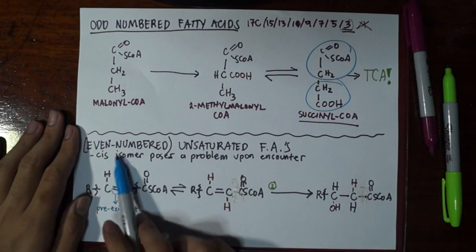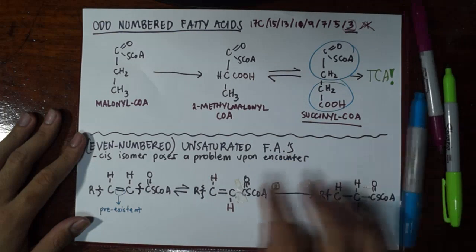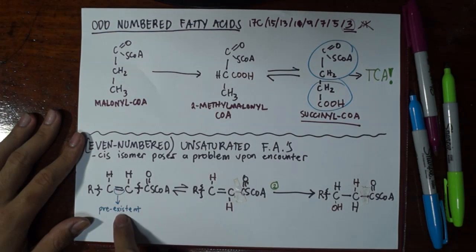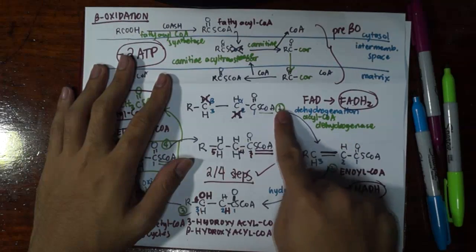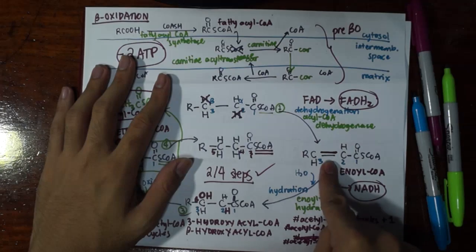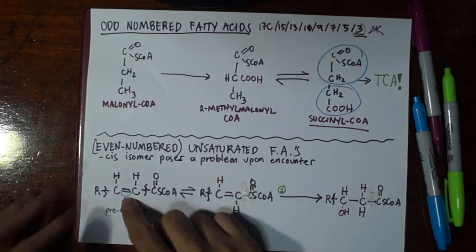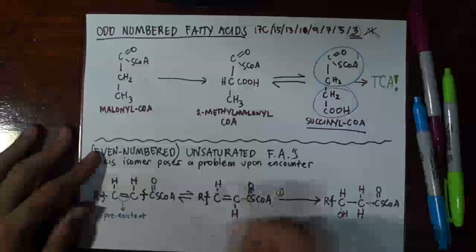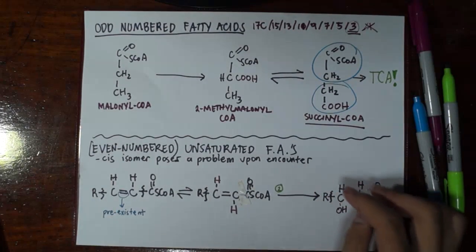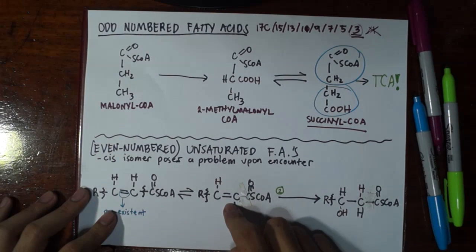Now, what if we are encountering even-numbered but unsaturated fatty acids? Well, everything will go fine. For example, we have a pre-existent double bond here. Remember that in beta oxidation, the first step is formation of a double bond. You dehydrogenate the initial fatty acid. But here, the fatty acyl coenzyme A has this double bond not induced by the first step. So what happens is that it would first allow isomerism or isomerization.